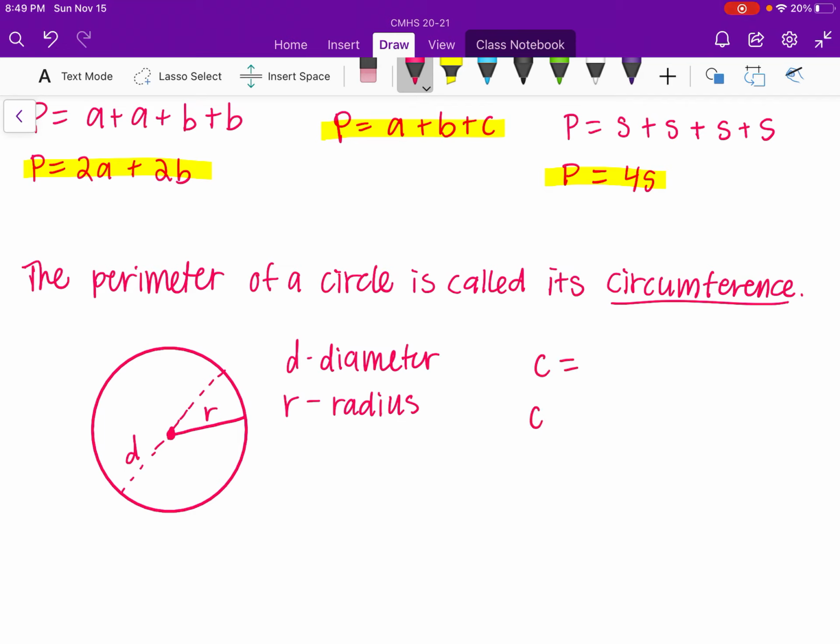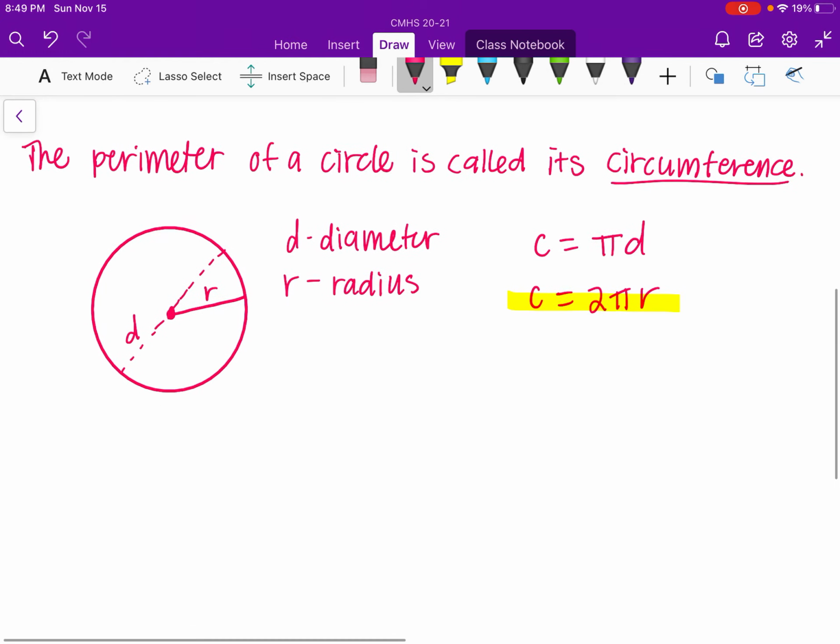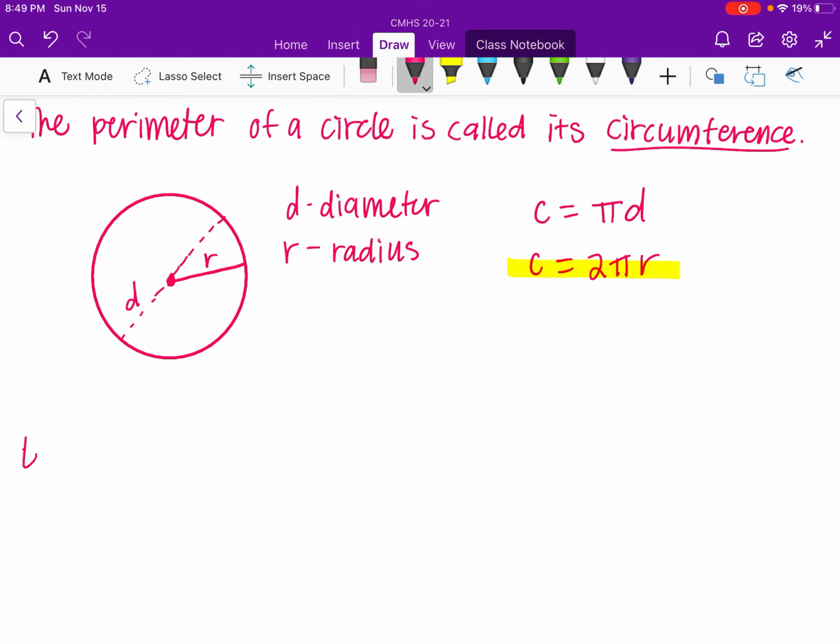Circumference has a formula for diameter, and it has a formula for radius. The one for diameter is pi times D, and the one for radius is 2 pi r. This is the most common one, 2 pi r. However, the pi d can work as well. It just depends. So let's go ahead and do some examples.